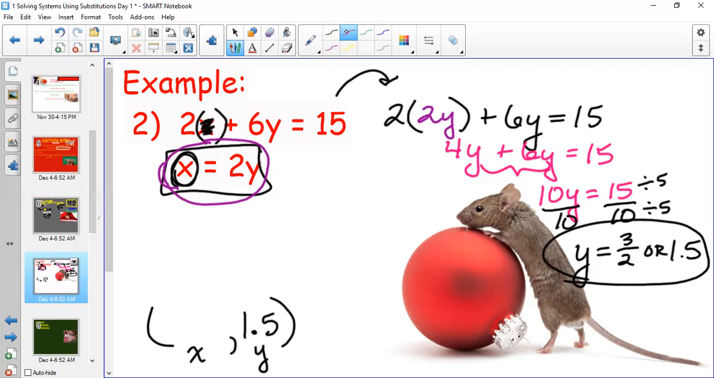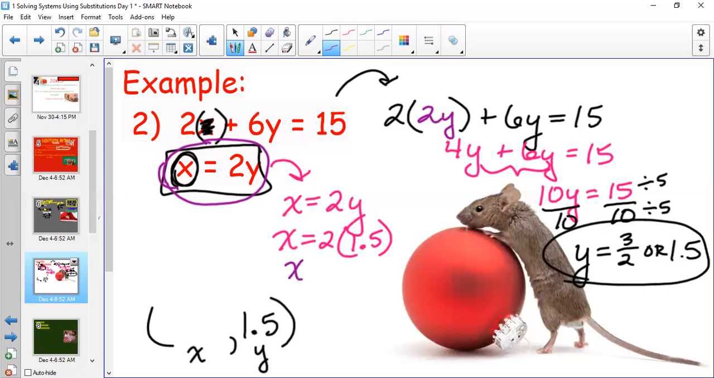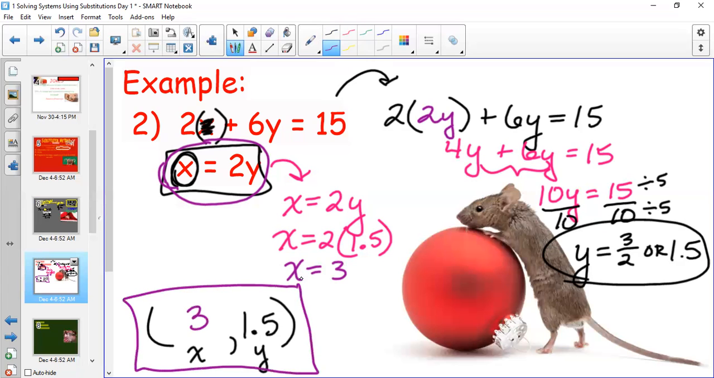Okay, to find the other one, go back to your magic equation. I'm going to copy it down. x equals 2y. Plug in what we just found. So we found y, which was 1.5. So if I double 1.5 here, that would give me 3. So my final answer here is the point (3, 1.5).